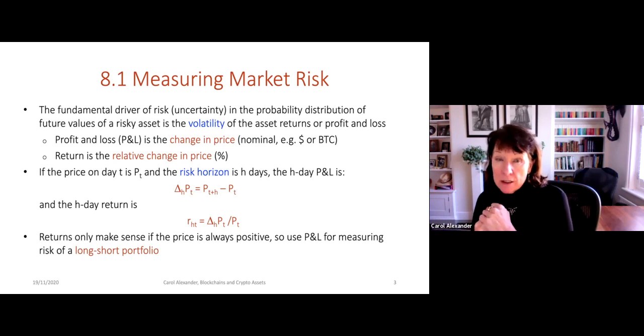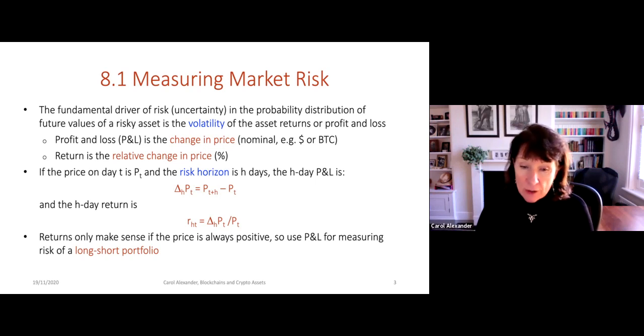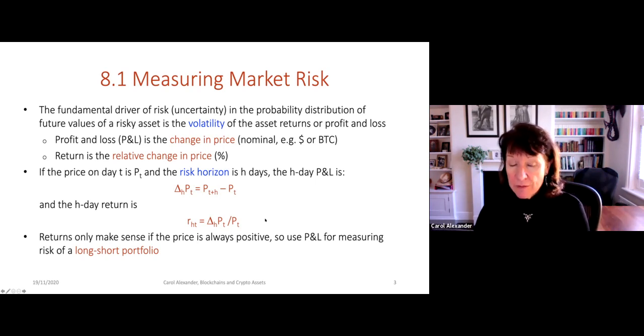It could be that the value of the portfolio is zero, or it could be negative as well, and that doesn't make much sense if you've got a negative price. You can have that when you've got a long-short portfolio, though. And in that case, when you divide by zero, you get something infinite. And when you divide by something negative, it doesn't really make sense. So returns only really make sense when the price is always positive. Otherwise, we'll use the profit and loss.